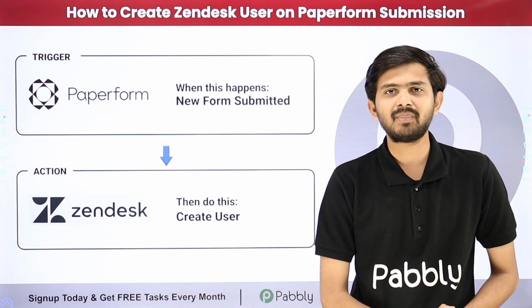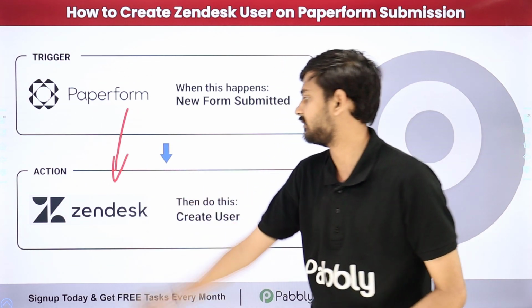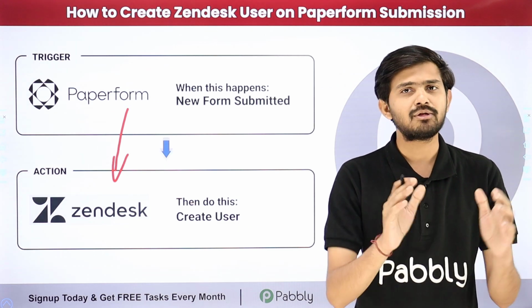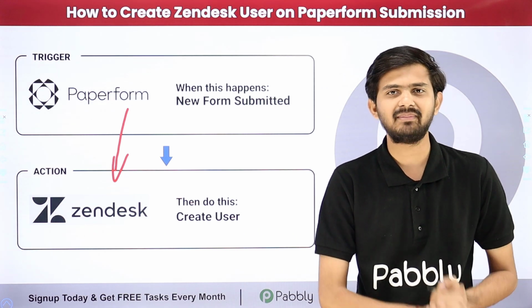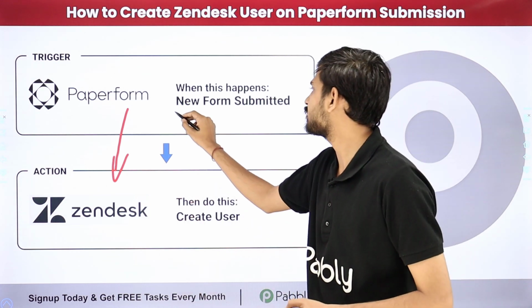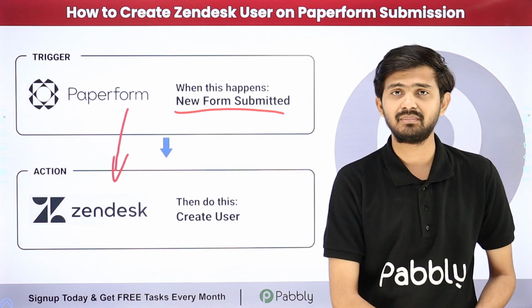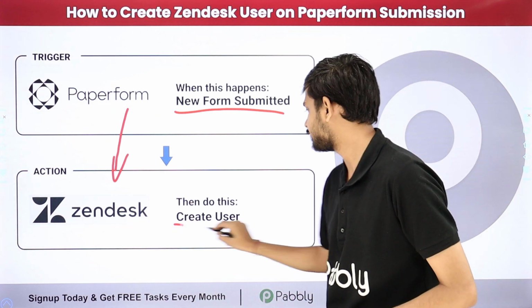So to do this automatically, I need to build a connection between Paperform and Zendesk. For building this connection, I'm going to use Pabbly Connect. Pabbly Connect is an amazing software for automation and integration. With Pabbly Connect, whenever I receive a new form submission through Paperform, then automatically by using the details of that form submission, I will create a new user in my Zendesk account.